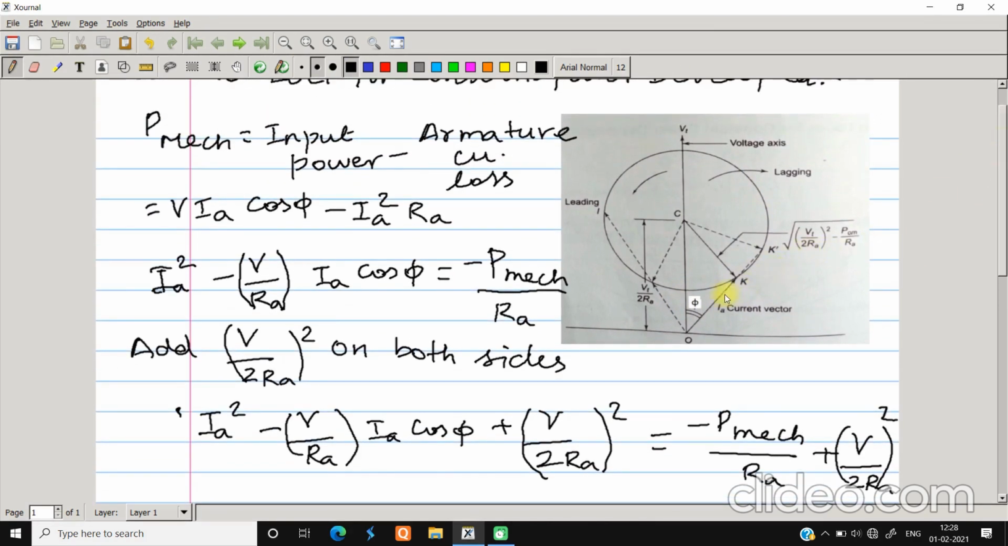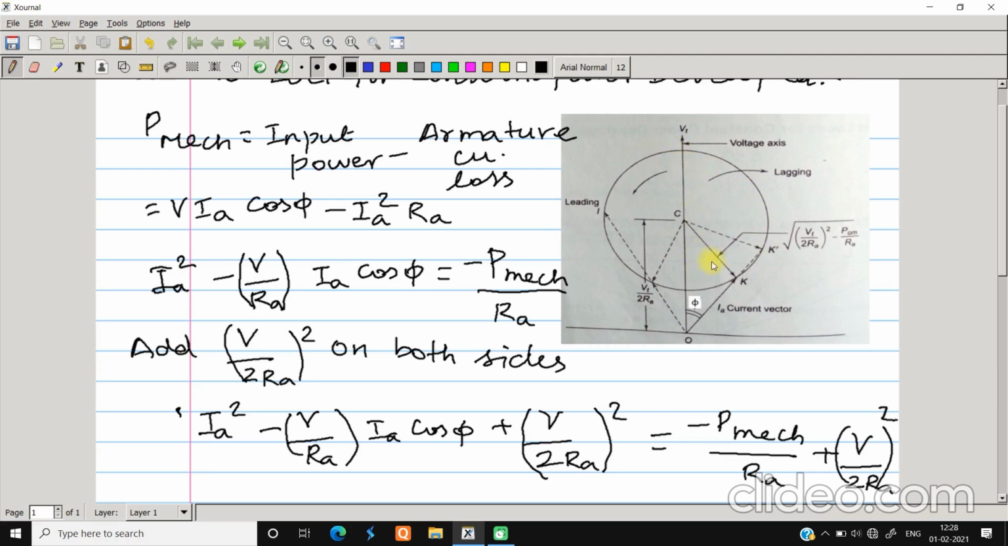So in this circle, we can see that the current vector will be growing upon this particular locus of the circle, and this locus will meet at this particular point when the delivered mechanical power is going to be maximum. So when the power developed increases from this point along this circle locus and reaches this point, the mechanical power will be maximum.